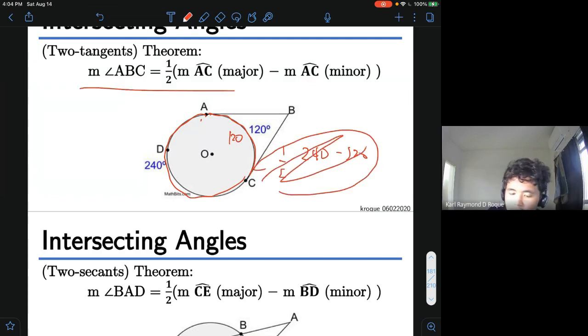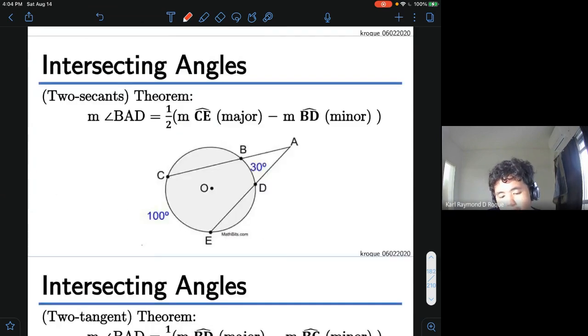Ayan, basta ganyan siya. Okay, next. Two secants theorem. So, meron tayong dalawang secant. Yung measure ng angle na to, yung maliit na yan, is 1/2 this minus this. So, ang sagot is 35 degrees.